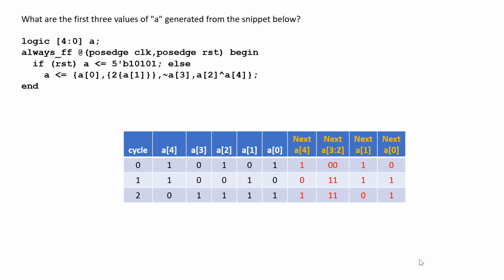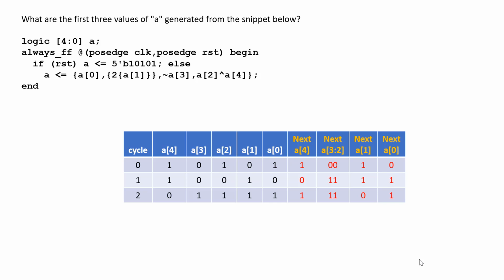And then next we have not A bit 3, which A bit 3 is 0, so that would be a 1. And then A bit 2 XORed with A bit 4. So you just look at these two guys. 1 XOR 1 is 0, and so we have a 0 there. And so this value 10010 will then be carried down into the next cycle. So that's 10010, and then you just do the same thing again.